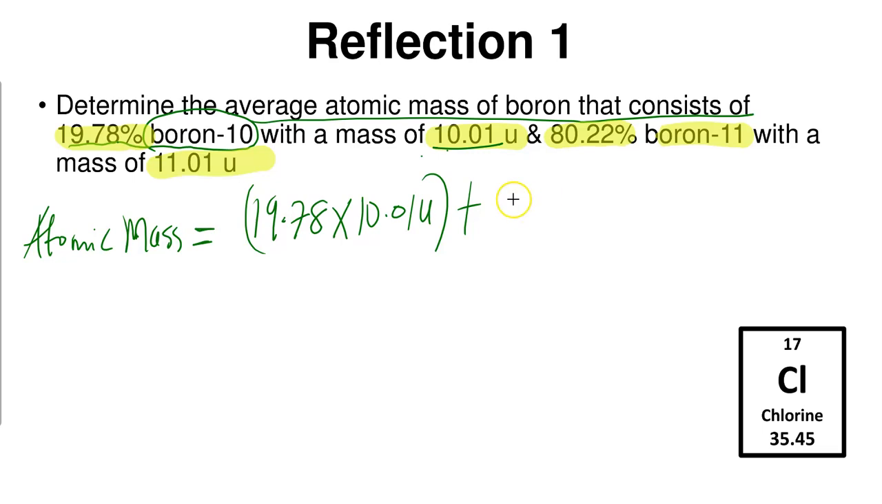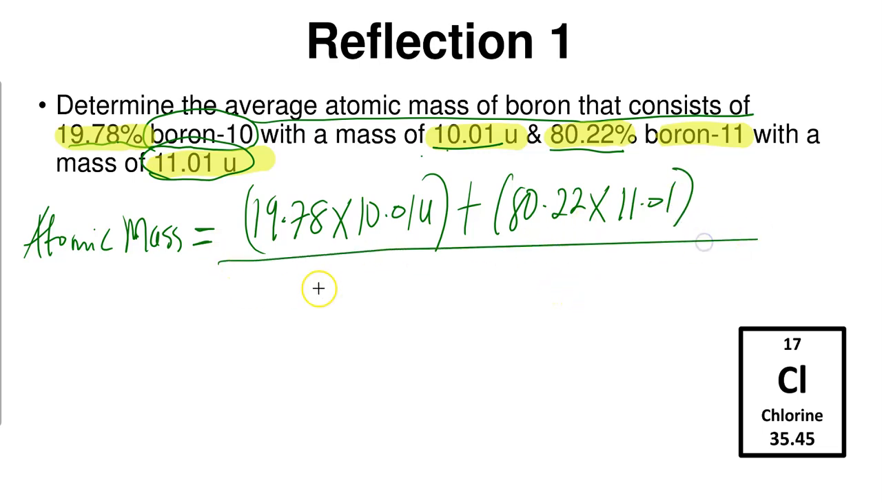Plus, the second one is 80.22%. Of course, again, you're multiplying it times the mass. This is boron 11, which weighs 11.01. Then you divide it by 100. Now, where do you get this 100? Some of you might ask.